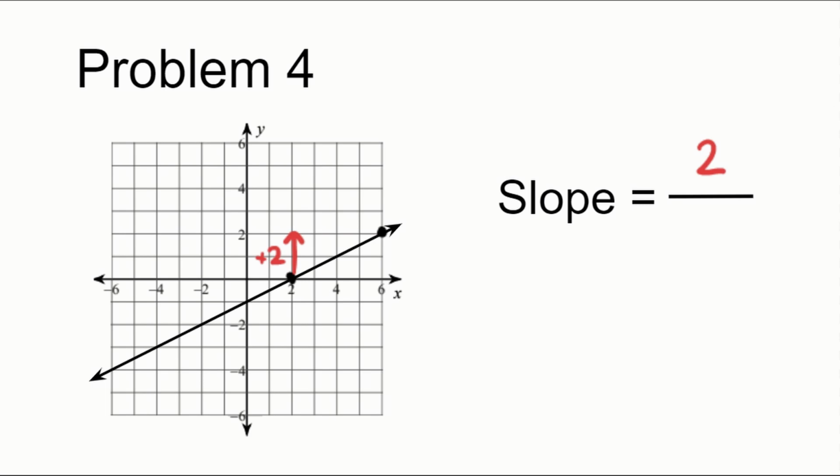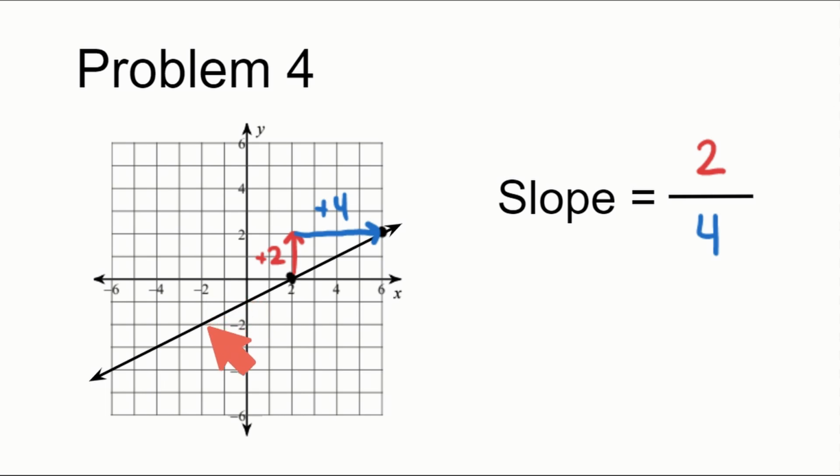Now let's find the change in x. How much side to side do we move? 1, 2, 3, 4. So my change in x is plus 4. So the denominator of my slope is going to be 4. What if we use 2 different points to find our slope? Would our answer be different? Let's go and try 2 new points.